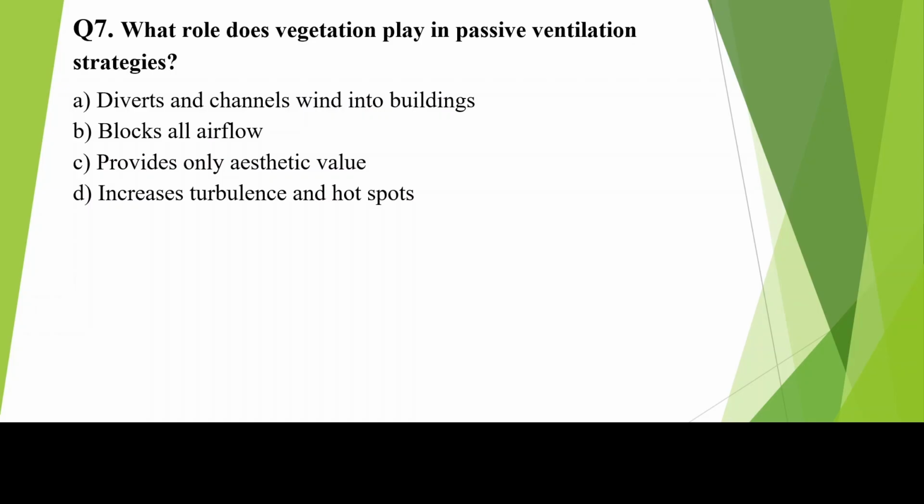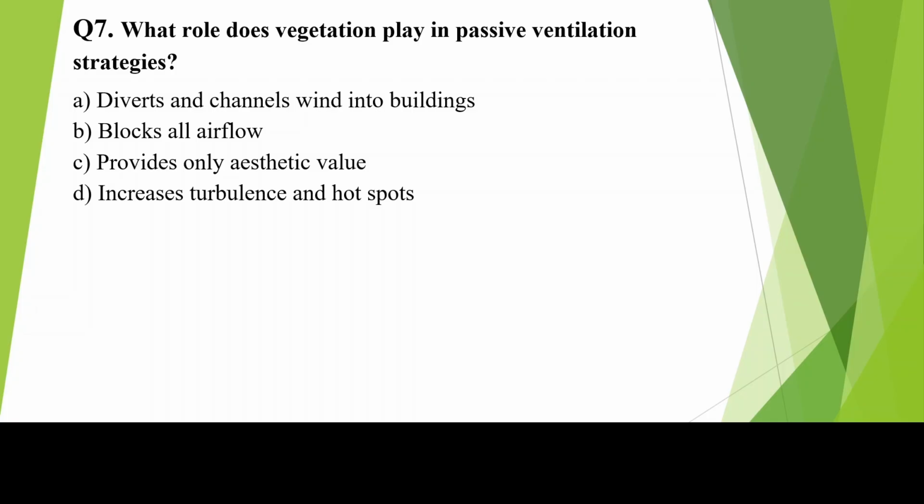So this thing was also discussed. Role of vegetation. What role does vegetation play in passive ventilation strategies? Whether it diverts and channels wind into the buildings, or blocks all the airflow, or provides only aesthetic value. So it is talking only aesthetic value. Only aesthetic value is not the reason for vegetation around the buildings. There are some more reasons. That's why option C is not the correct one.